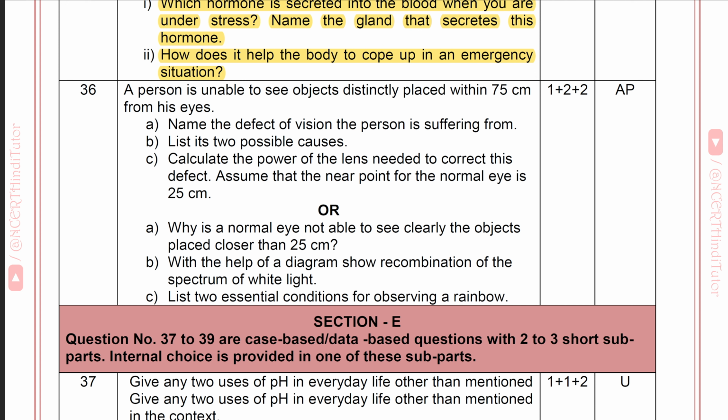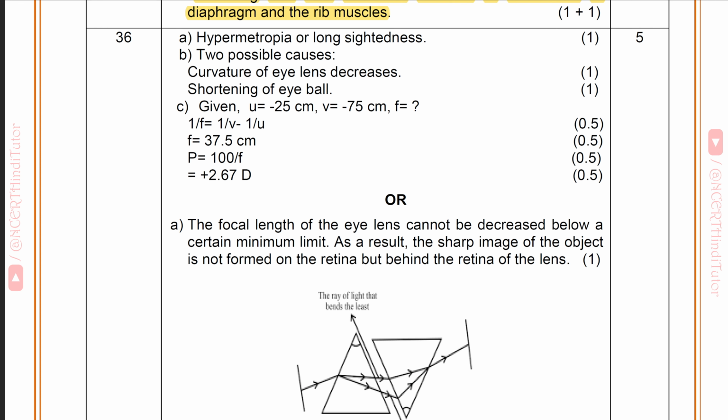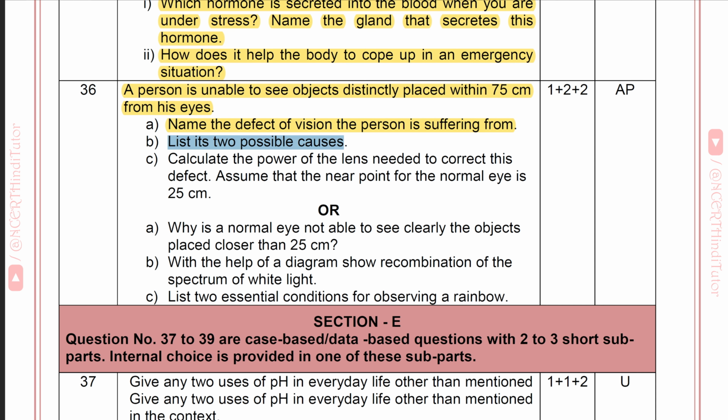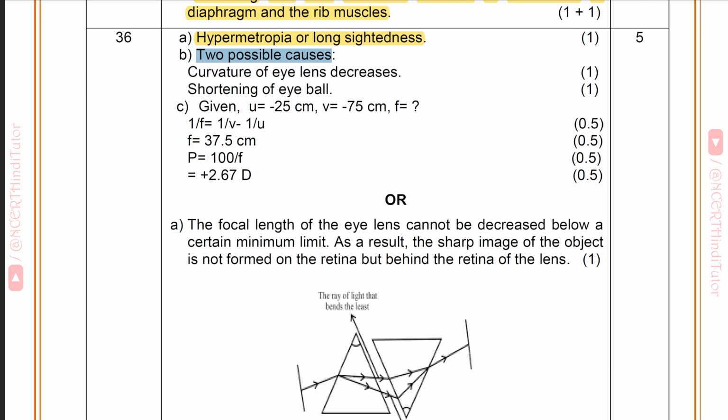Question 36. A person is unable to see objects distinctly placed within 75 cm from his eyes. A. Name the defect of vision the person is suffering from. Answer: hypermetropia or long-sightedness. B. List its two possible causes. Two possible causes: curvature of the eye lens decreases, or shortening of the eyeball.